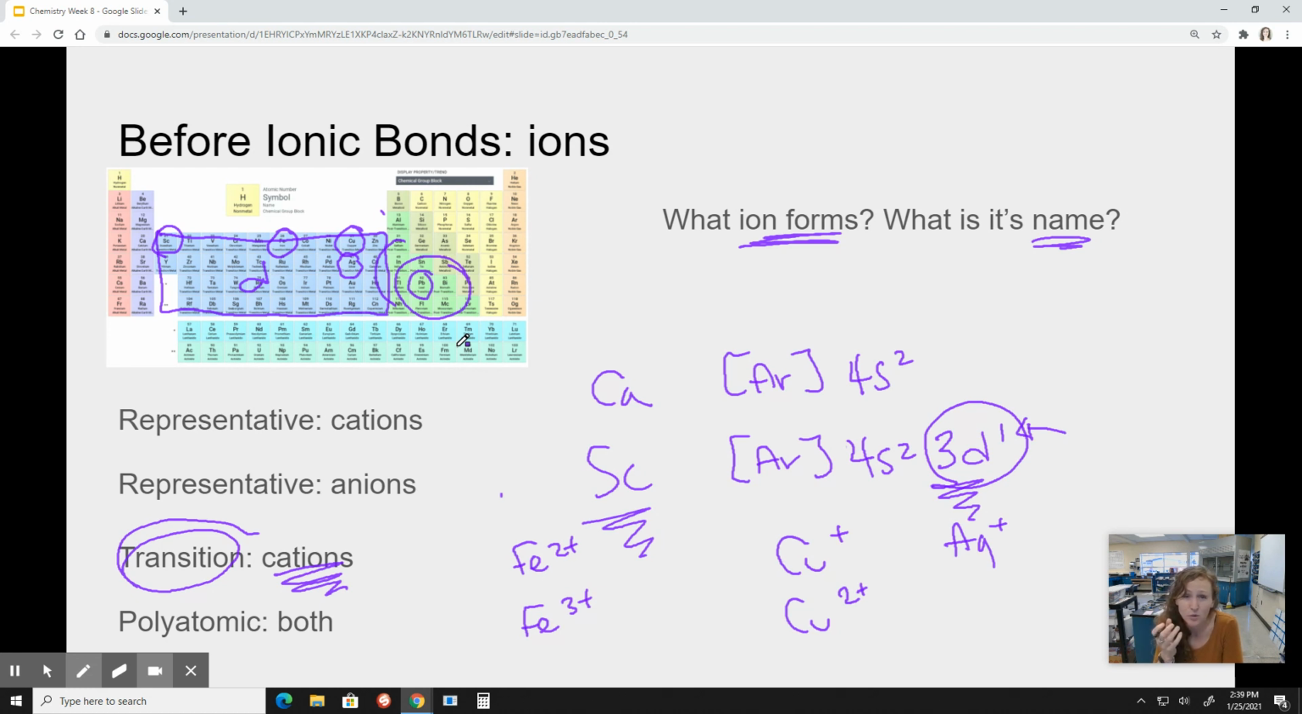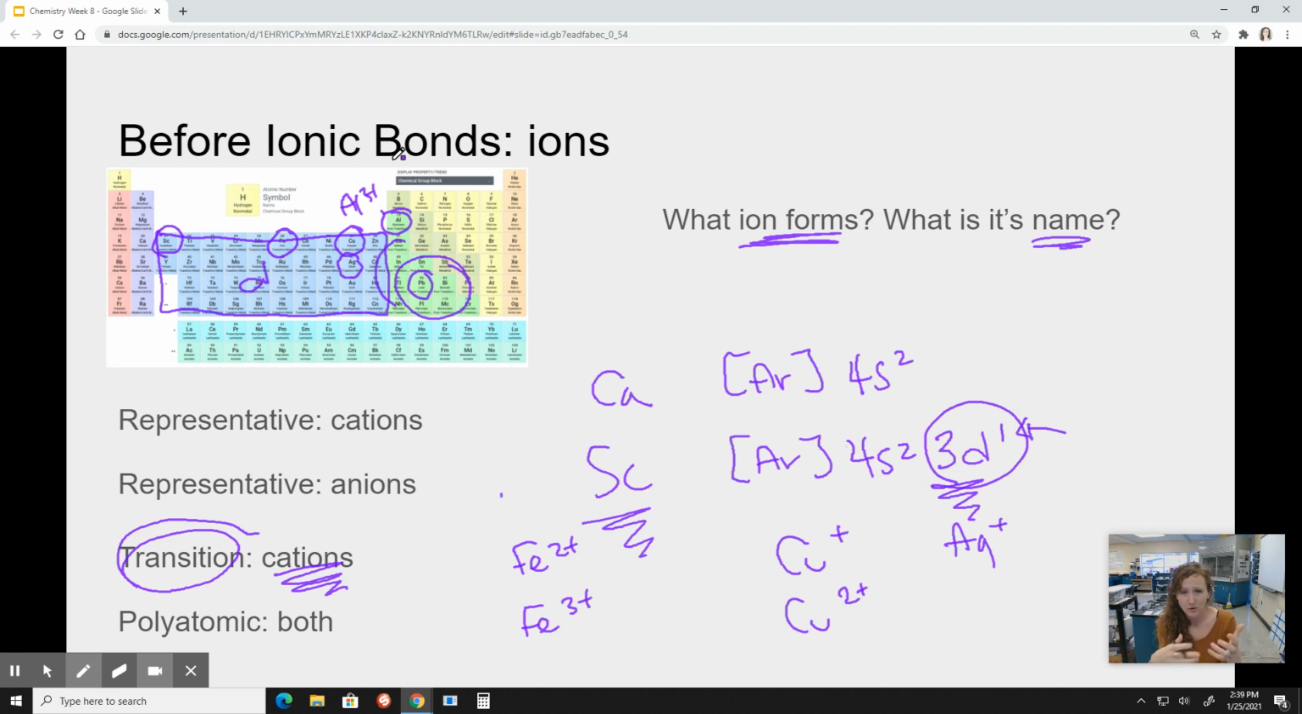Tin as well can form tin 2 or tin 4. Whereas aluminum, on the other hand, forms Al3+, and that is it. Aluminum doesn't have a second ion that it can form. And so transition ions get tricky. You just have to know which ones they form and which ones they don't.